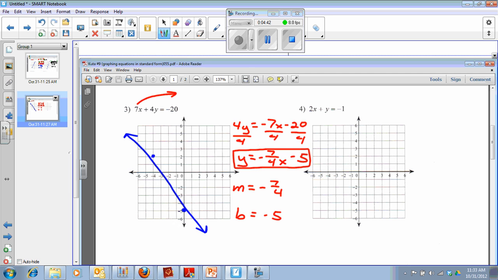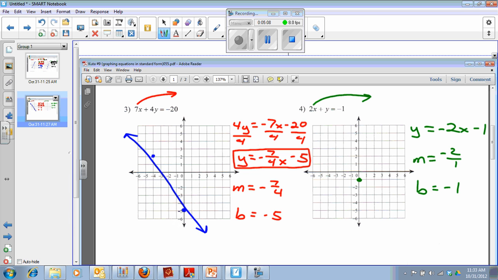The last example is going to be problem number 4. This one's quite a bit easier. If I just move this over here, I already have a positive y equals, well, if it's a positive 2x here and I jump the equal sign, negative 2x, there's my slope. Negative 1 is already over there, so my slope is a negative 2, negative 2 over 1. My y-intercept is a negative 1. Very easy to graph this one.